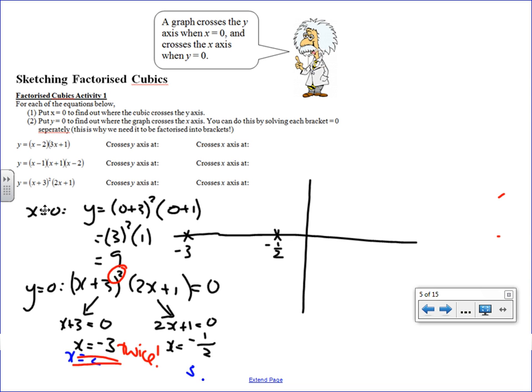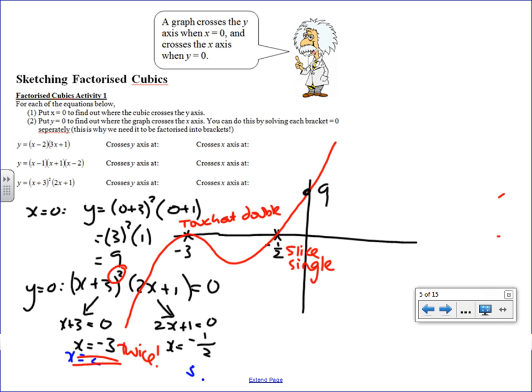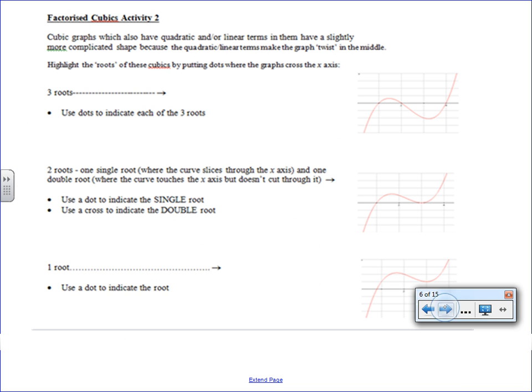And then, so the graph is going to come up, sorry about drawing over myself, the graph is going to come up and just touch at minus 3, not slice, because it's a double root, then turn, then slice through here. So we're slicing through that single root, and we're just touching at the double. Just a touch there. And then that makes sense with our y-intercept, which we worked out was 9. Hopefully you got all those right.